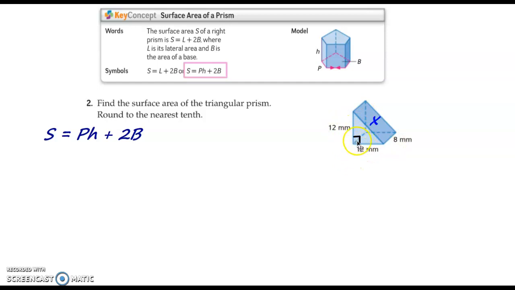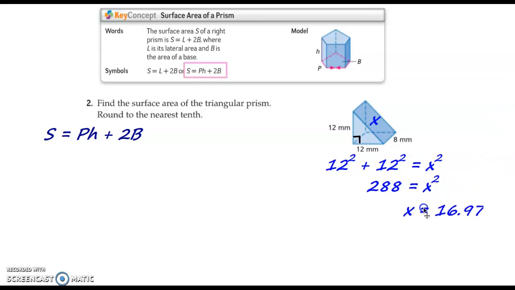And I also know that whenever I have a right triangle with a missing side, I need to use Pythagorean theorem. So if I take, this is my A, my B, and I know that that's going to be my hypotenuse because it's directly across from my right angle. So I can substitute those values in, go ahead and square them, add them up, and then take the square root to determine that x is about 16.97.